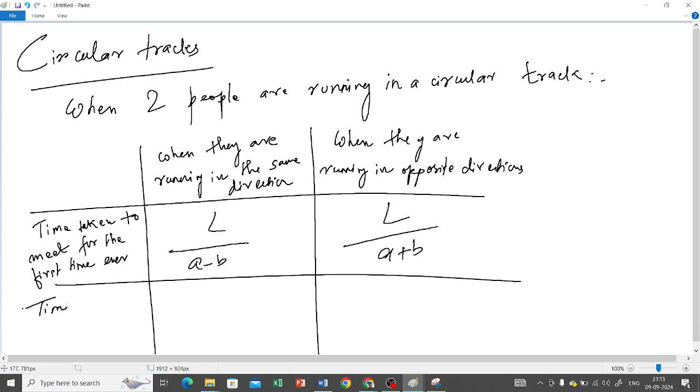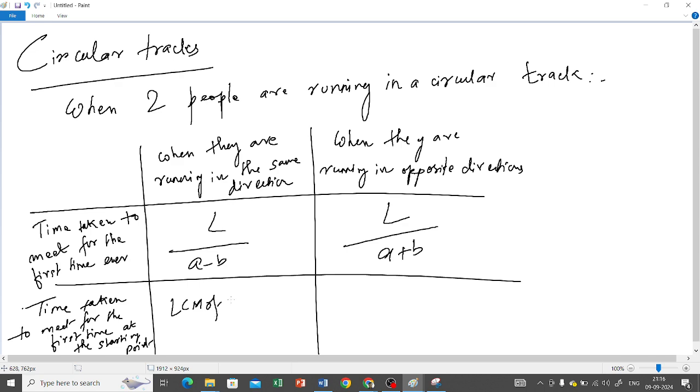Now, time taken to meet for the first time at the starting point. In this case, so time taken to meet for the first time at the starting point. So they are starting from the starting point, then they are going around and they are meeting at the starting point again. So that is going to be what?